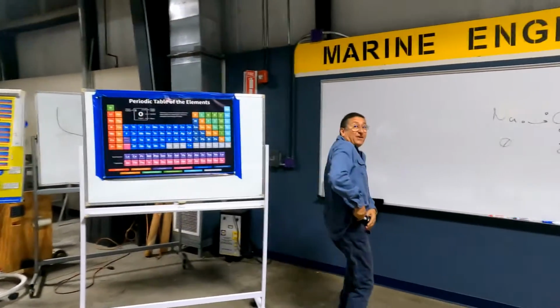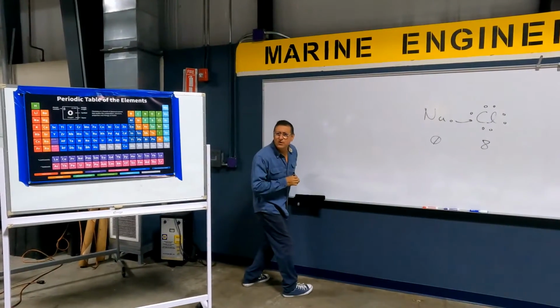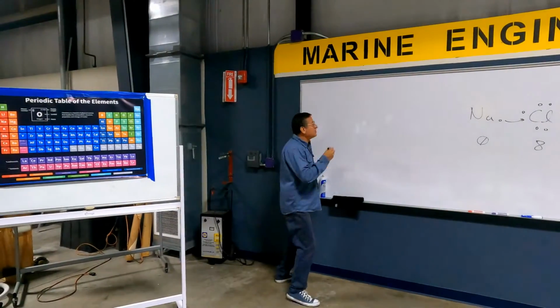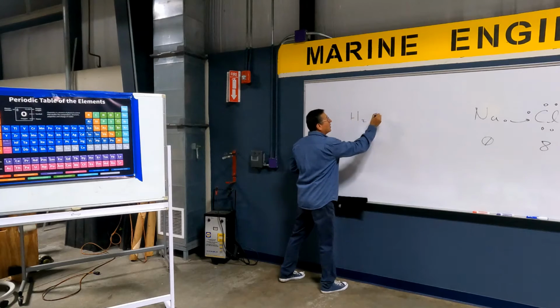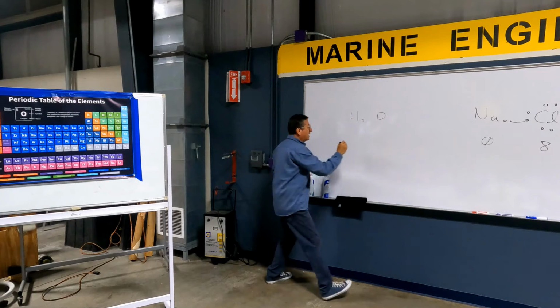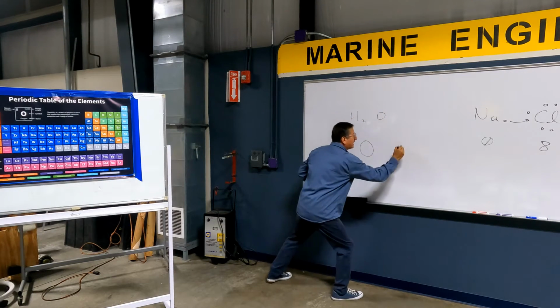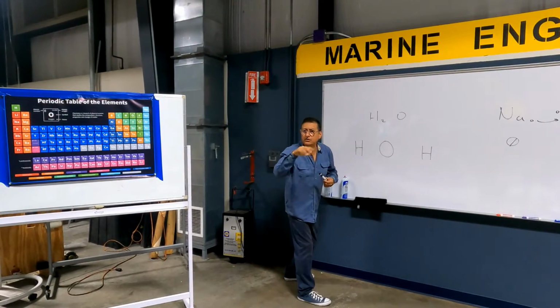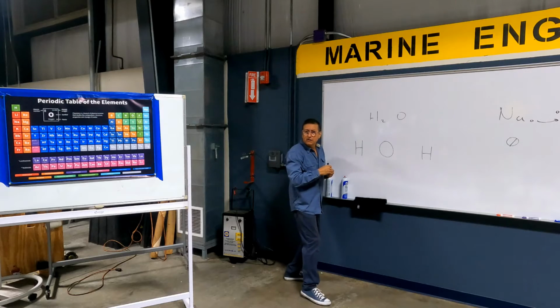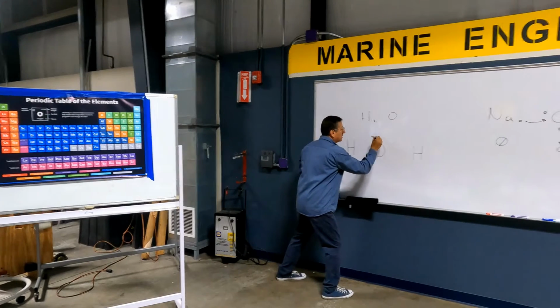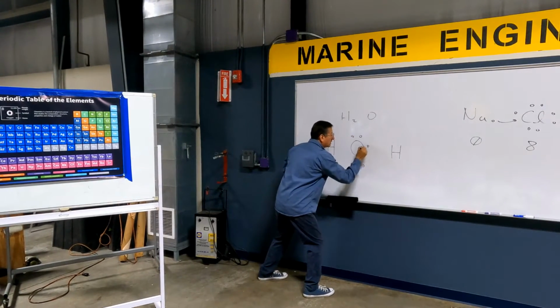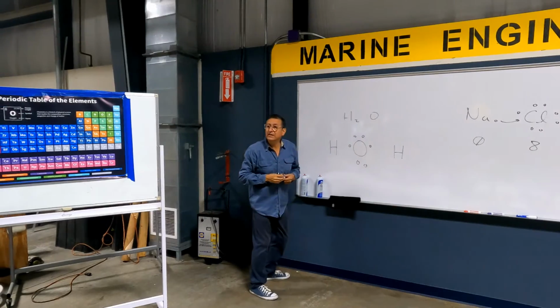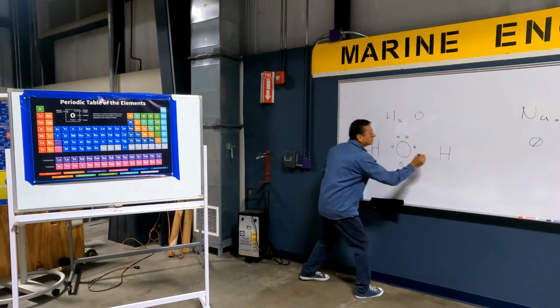Water. Let me check water. What is the formula for water? H2O. I have oxygen, and I have hydrogen, and I have hydrogen. How many electrons does oxygen have? 6 in the last orbit. How many electrons does hydrogen have?